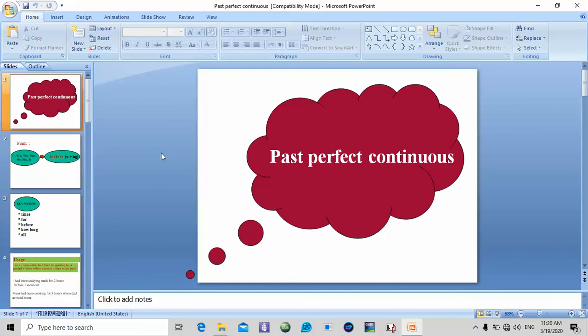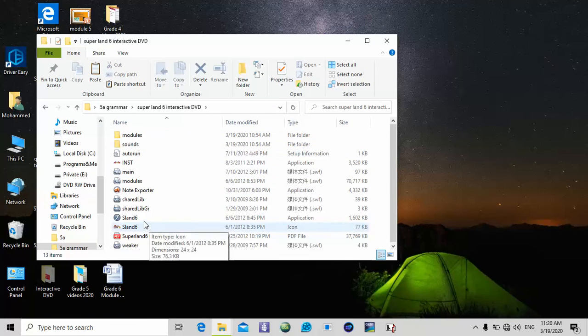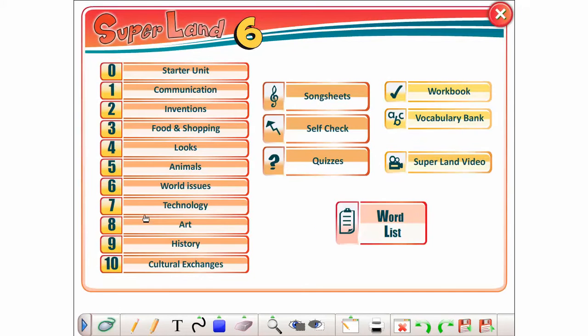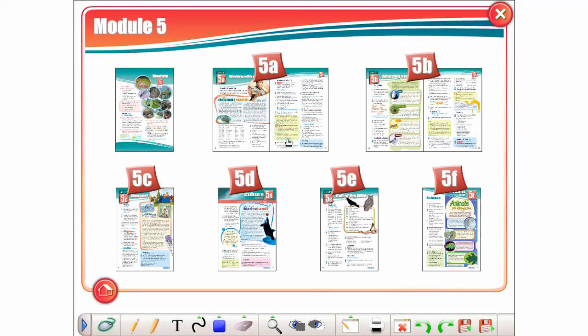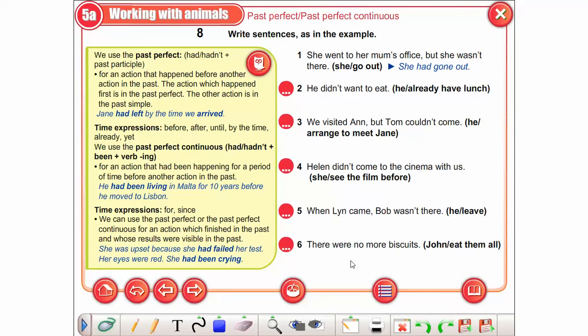Now, let's move to our student book, page 51, exercise number 8. Write sentences as in the example. Number 1, she went to her mom's office, but she wasn't there. The answer is she had gone out.